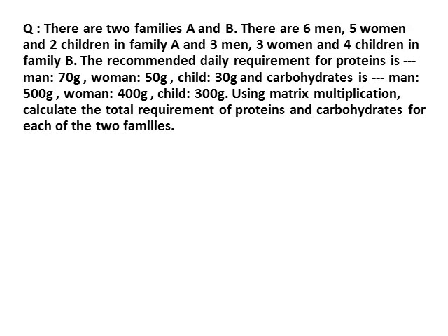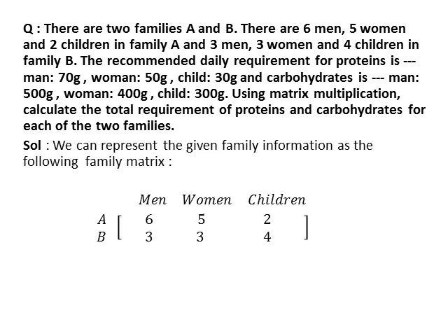The recommended daily requirement of proteins is for a man 70 gram, women 50 gram and for child 30 gram. And the requirement of carbohydrates is for a man 500 gram, women 400 gram and for child 300 gram. We have to calculate the total requirement of proteins and carbohydrates for each of the two families. We can represent the given family information as the following family matrix of order 2 by 3. As you can see, in the first row of the matrix we have written members of family A, and in the second row we have written members of family B.